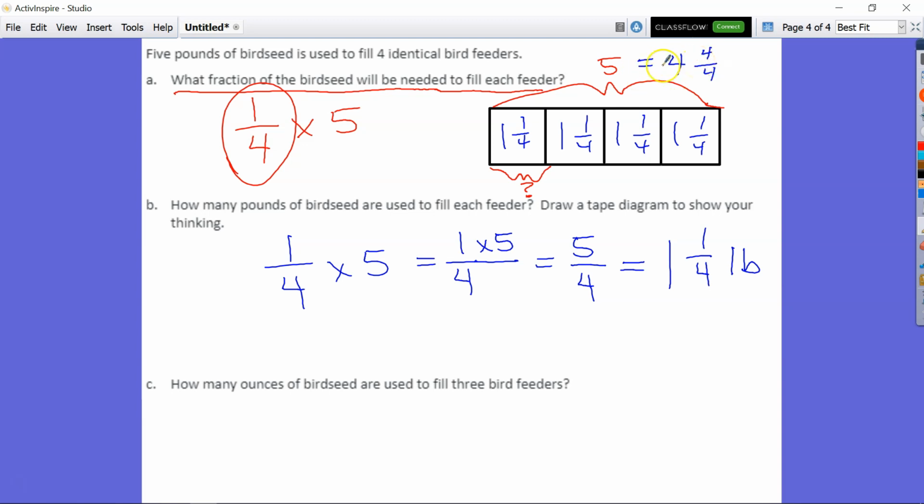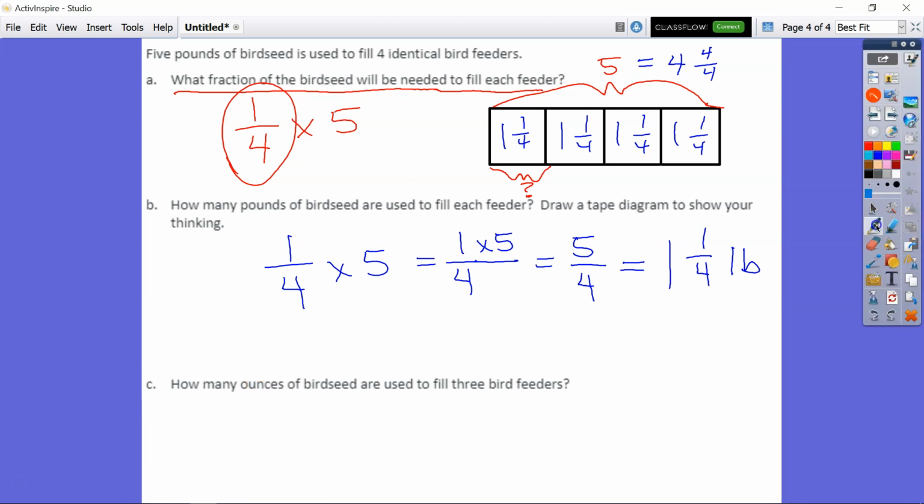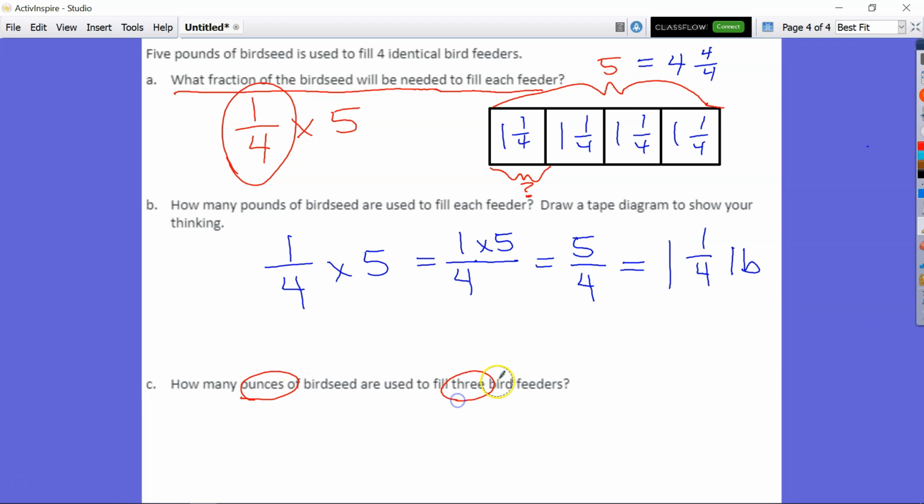All right. And now we have to do some converting here. Part C is asking us how many ounces of bird seed are used to fill 3 bird feeders. So we're just looking for 3 now. And remember, we're looking for ounces instead of pounds. So we're looking for ounces, and we're looking for 3 bird feeders. So let's go ahead and do the conversion.